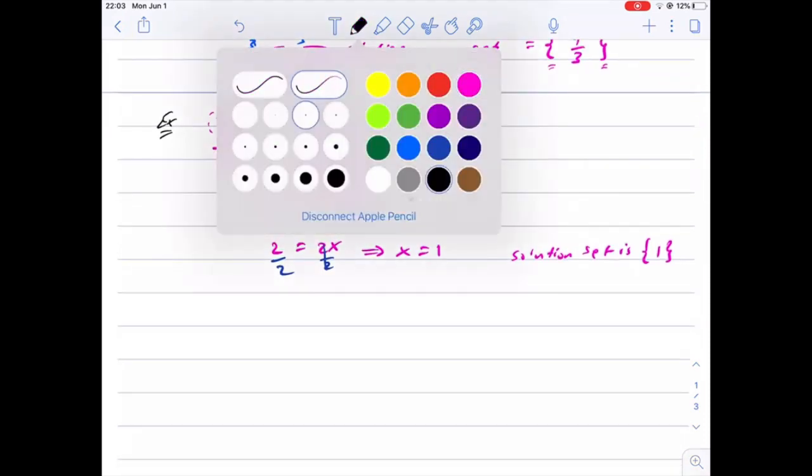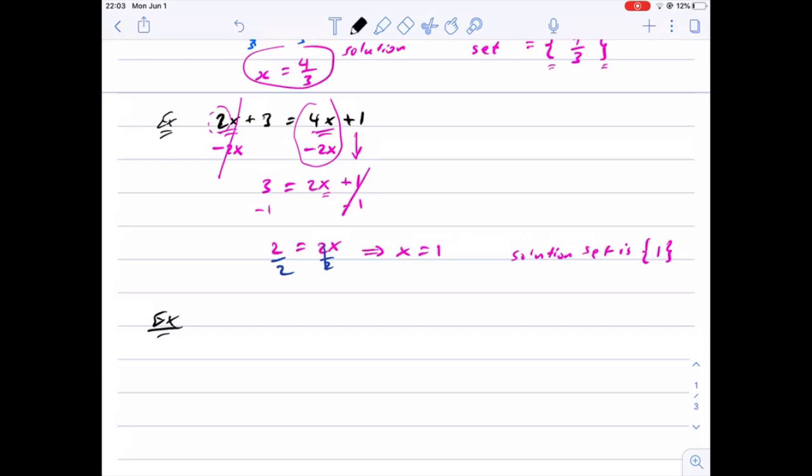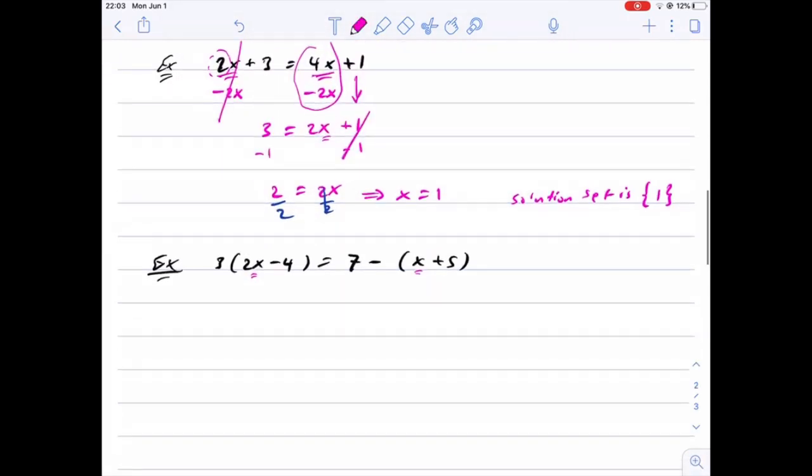Now sometimes we have more complicated equations. For example, we may have 3 times (2x minus 4) equals 7 minus (x plus 5). Here x appeared twice, but before we deal with this x, or before we isolate x, we need to simplify the equation. By simplifying, we mean to get rid of the parentheses in the equation.